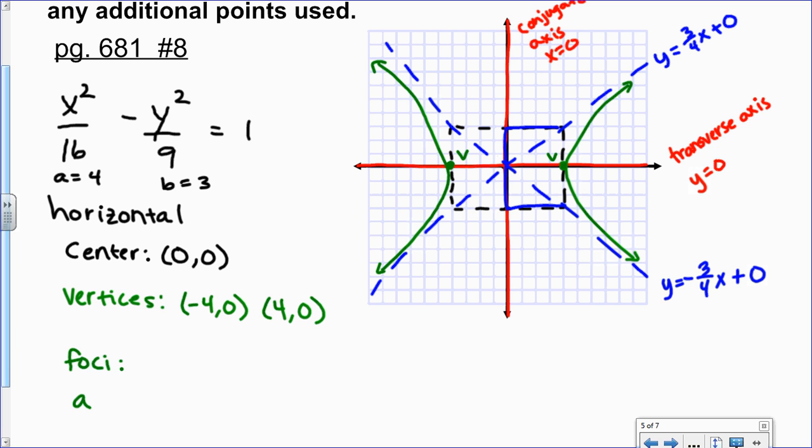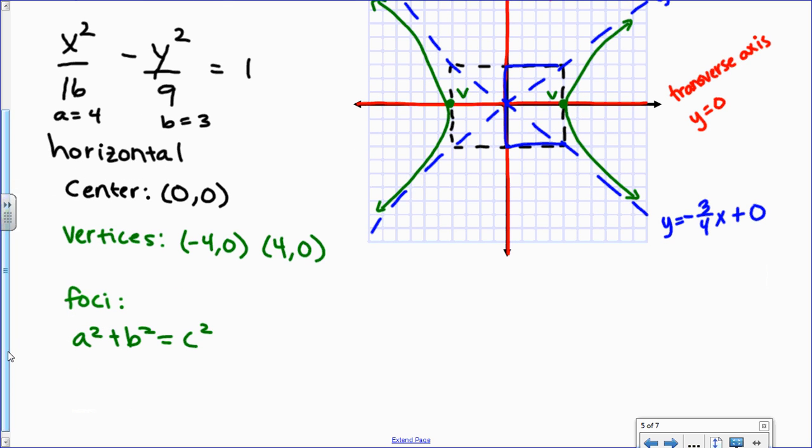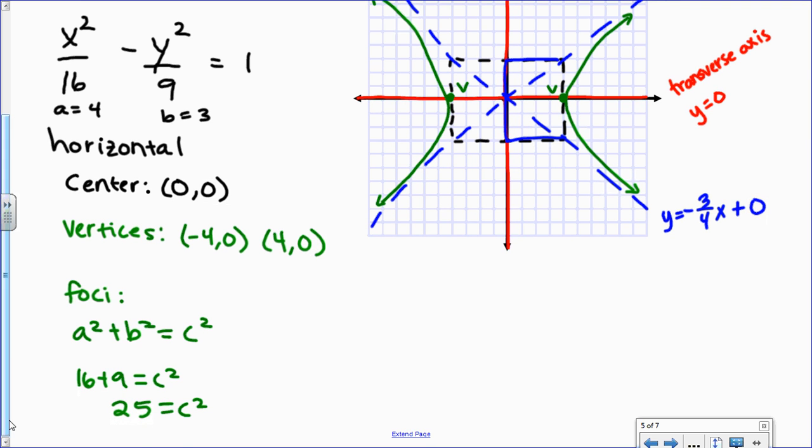So a squared plus b squared equals c squared. So 16 plus 9 equals c squared. That's 25. So 5 plus or minus 5 is c. You can just write positive 5 since c represents a distance, but you are going left and right.